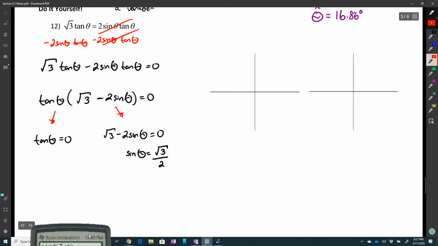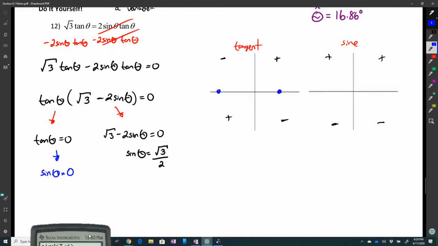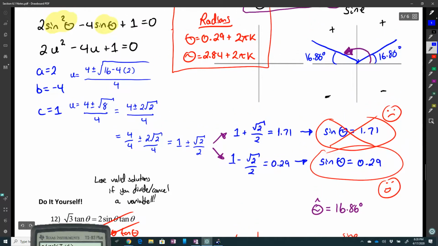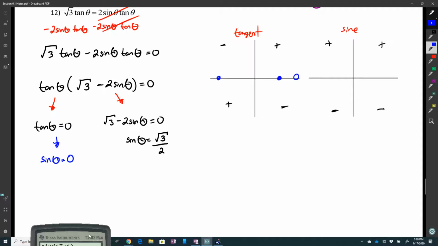So here, this is tangent. Here's my sine. So tangent is plus, minus, plus, minus, and sine is plus, plus, minus, minus. So when does tangent equal 0? Well, like we did earlier, tangent equals 0 when sine theta equals 0, and sine equals 0 at 0 and 180 degrees. Here I'm going to solve this in degrees, and then I'll do the next one in radians.